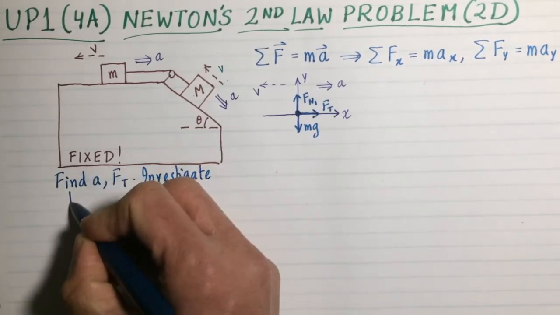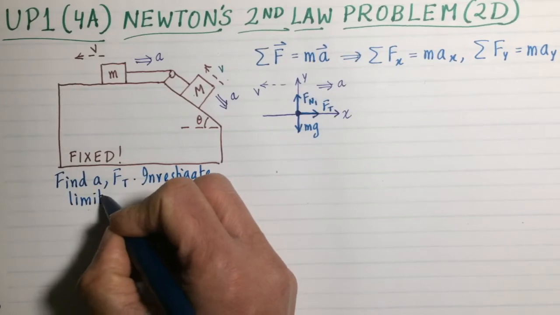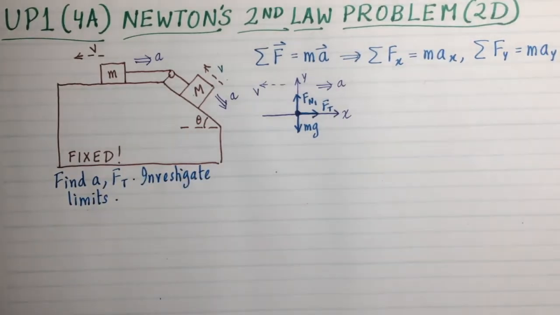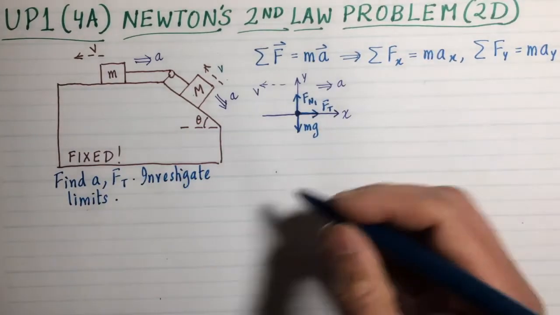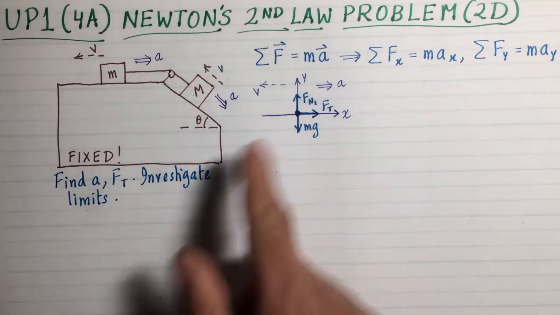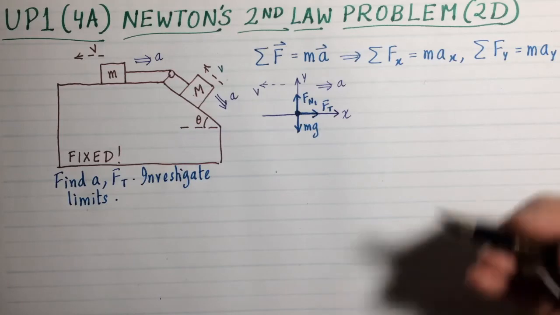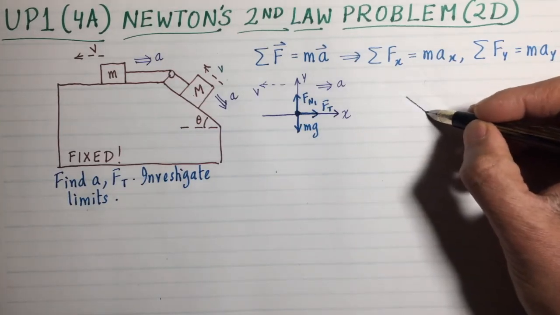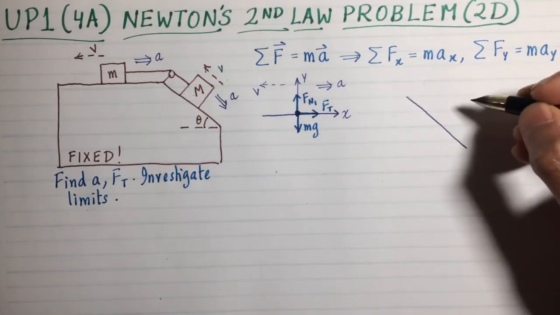And I also want to investigate some limits. That's a useful thing to ask. I'll talk about that at the end. Now for the other object, the appropriate coordinate system is not this one, because this object is on a slanted surface. So I'm going to draw a separate coordinate system that's tilted at an angle.